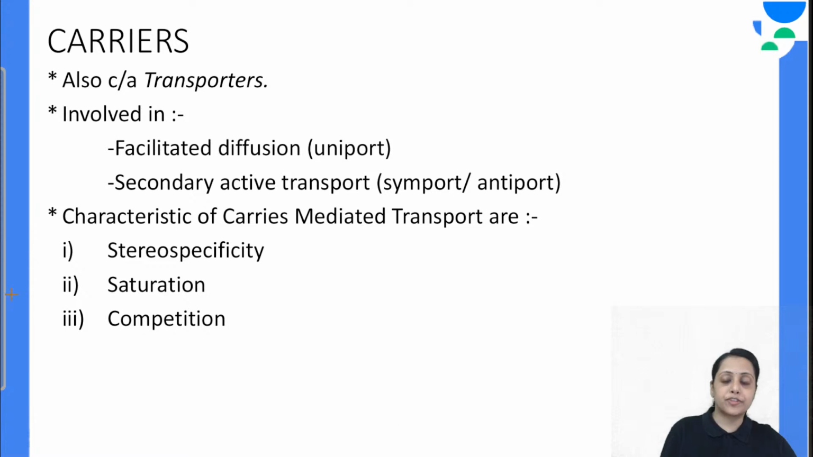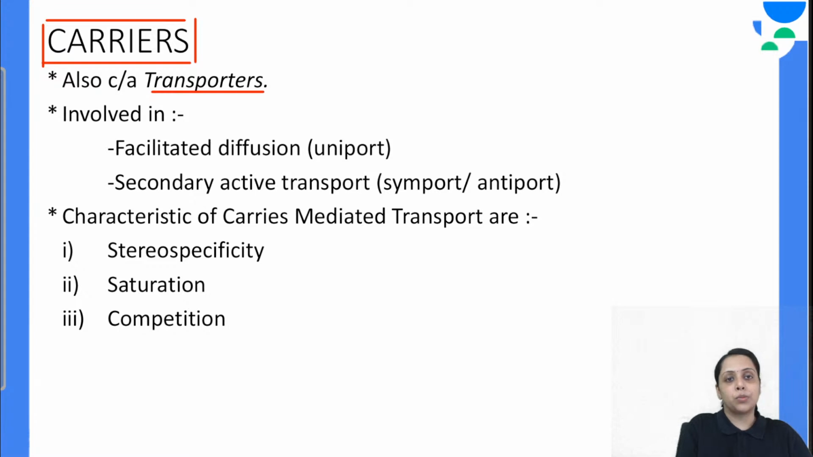Now coming to the pump and channel, we have the carrier molecule. This carrier molecule is also known as a transporter. This carrier molecule is required for facilitated diffusion and secondary active transport. We will discuss which types of transport there are in today's session also. First we are covering the transport proteins, then we will cover all the types of transport processes. So till now you remember this one.